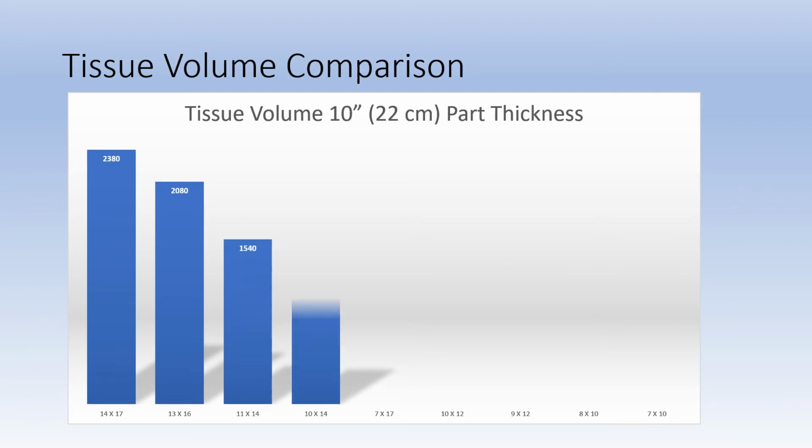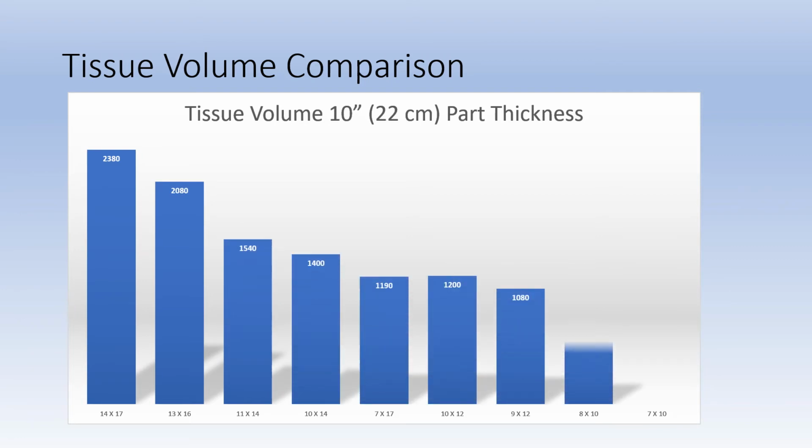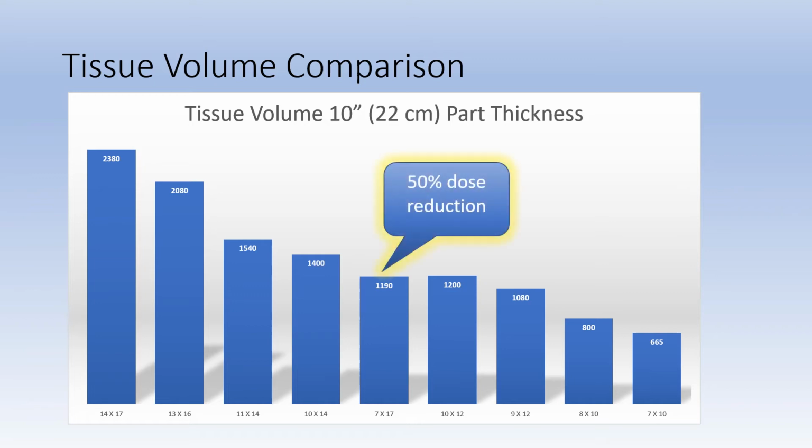Here is a chart that illustrates how tissue volume decreases with field size. I arbitrarily set the patient thickness to 22 centimeters and charted the common field sizes. Notice how that at 50% field size, the volume of tissue exposed to the primary radiation is reduced by 50%. And that equals a 50% reduction in dose for that particular view.